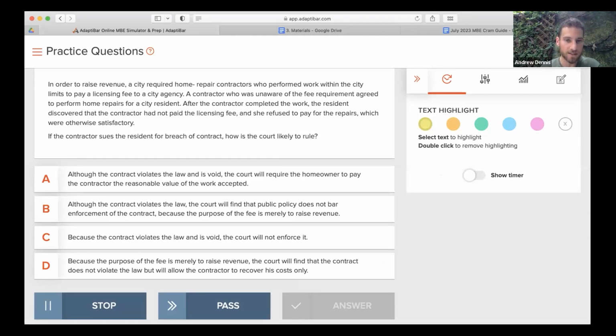Although the contract violates the law and is void, the court will require the homeowner to pay the contractor the reasonable value of the work accepted. Although the contract violates the law, the court will find that public policy does not bar enforcement of the contract because the purpose of the fee is merely to raise revenue. Because the contract violates the law and is void, the court will not enforce it. Because the purpose of the fee is merely to raise revenue, the court will find that the contract does not violate the law, but will allow the contractor to recover its costs only.